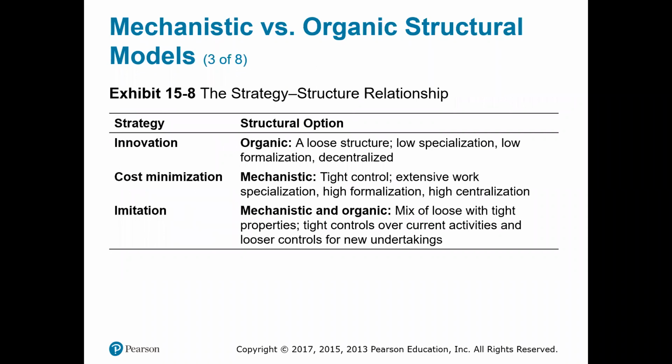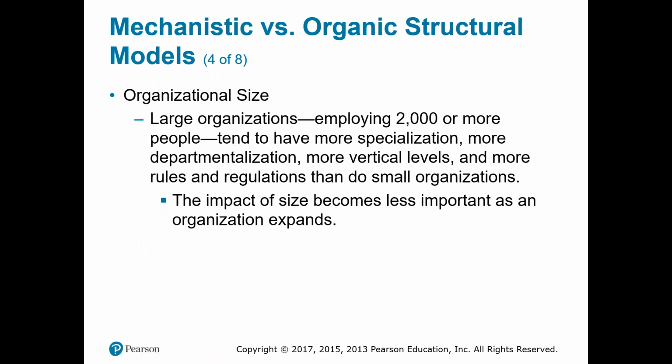That's what the next slide is about. So if it's innovation, you want organic, a loose structure, low specialization, low formalization, decentralized. It supports innovation. Cost minimization, you want control, extensive work specialization, high amount of formalization, extremely centralized, so cut costs. Imitation, it's a combination of both, a mix of loose and tight properties, tight controls over current activities and loose controls for new innovative ideas. Otherwise, how do you compete with those big companies?